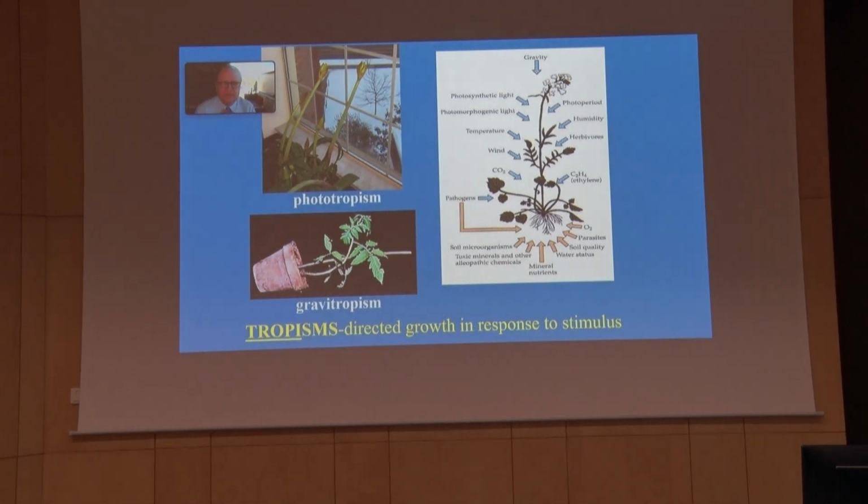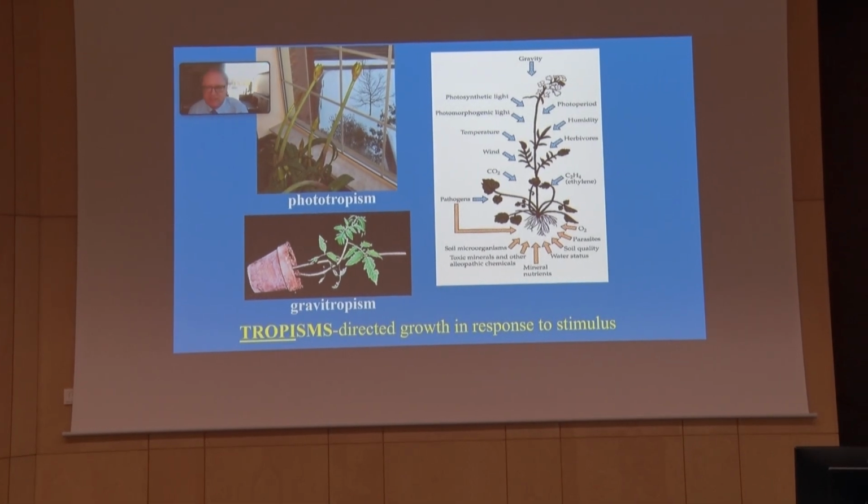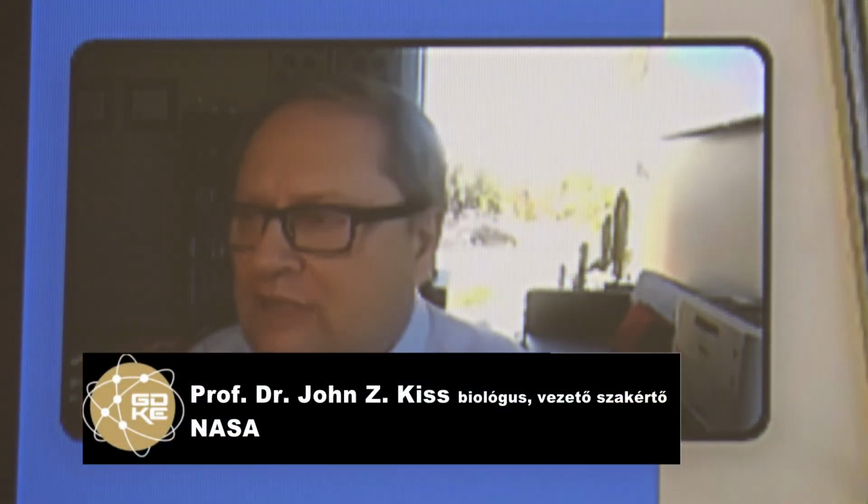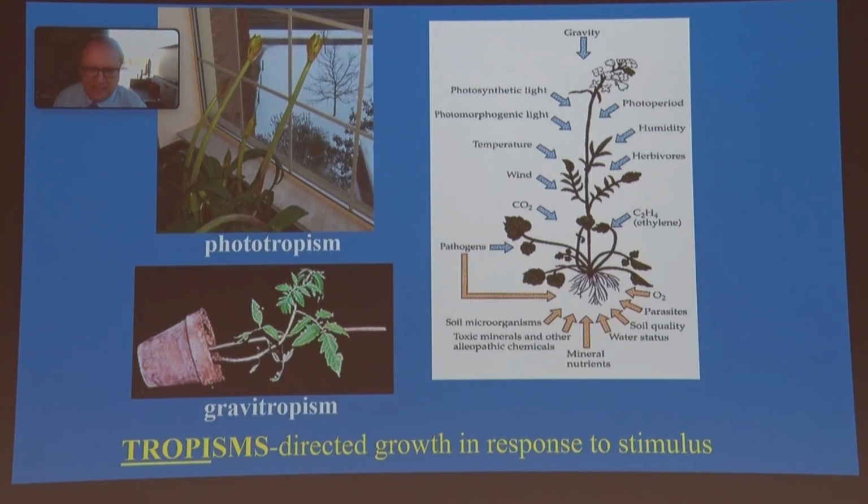So today I want to talk about some experiments we did on the International Space Station. These are collaborations between NASA and ESA. And the topic that I'm studying is tropisms. So tropisms are a directed growth response to an external environmental stimulus.